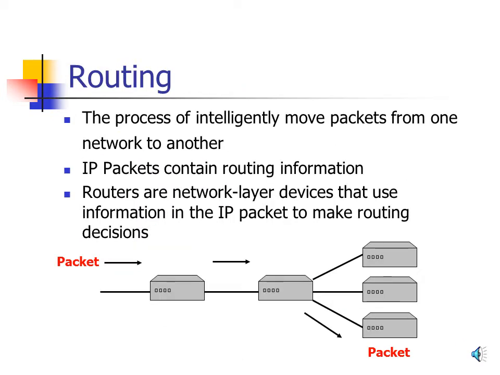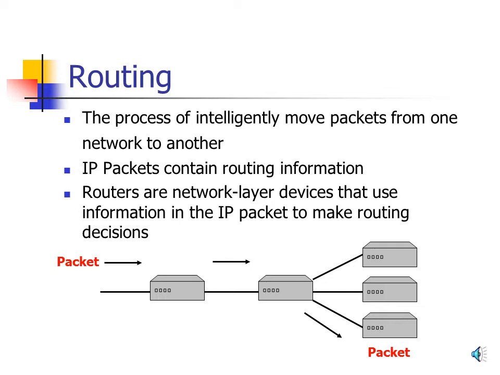Routing. Now, routing is a process of intelligently moving packets from one network to another. IP packets contain routing information, and routers are network layer devices that use the information in the IP packet to make routing decisions. An example here: a packet comes to the router on the left. The router on the left examines the information in the IP packet to determine where to send that packet.